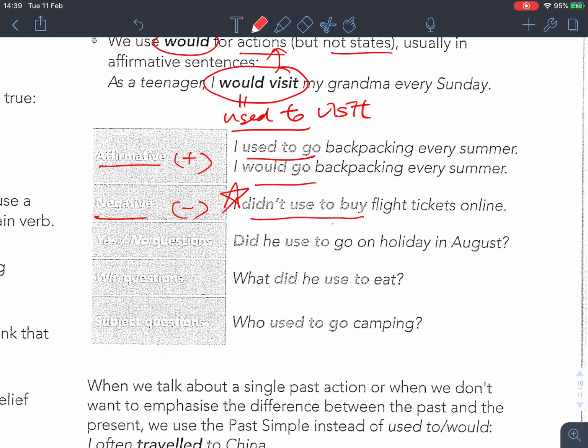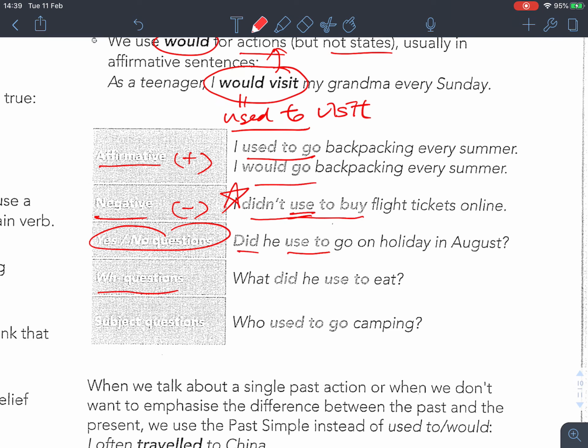So put a star here. Negative, we have to use "didn't used to." Okay, didn't. Remember, there's no D here after use. Didn't used to buy. And yes/no questions. Did he used to go on holiday? Did he used to go?